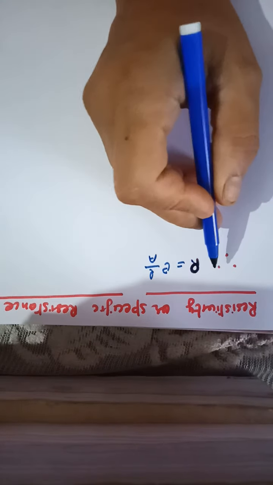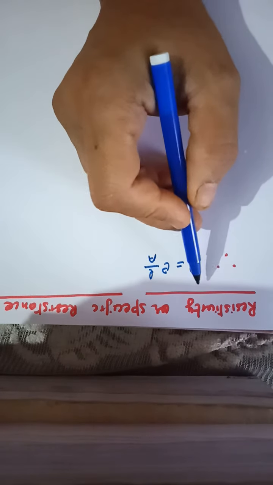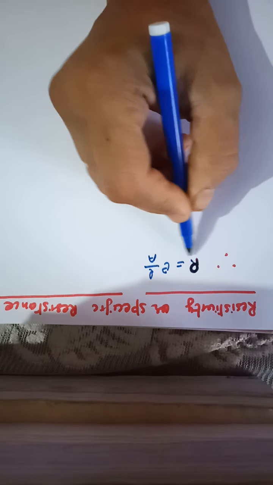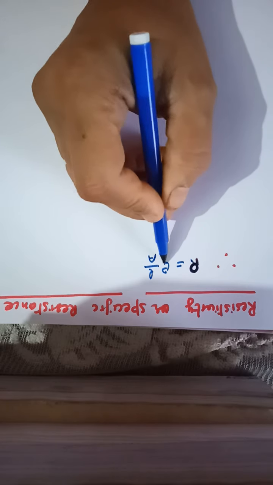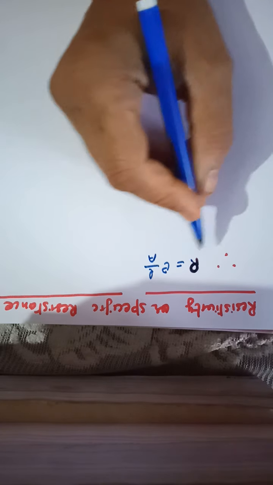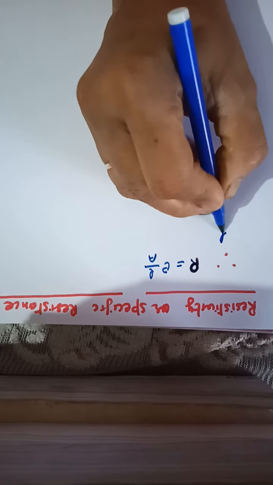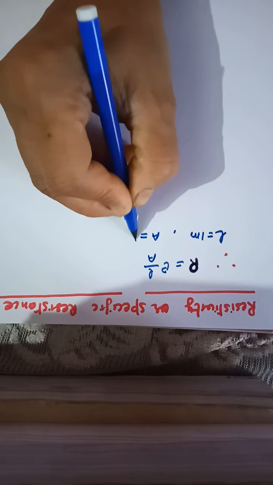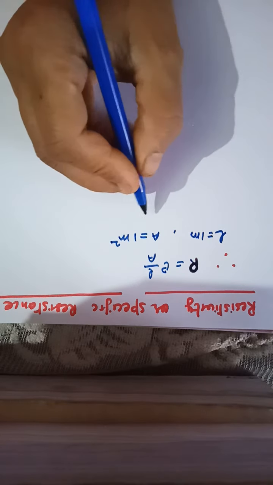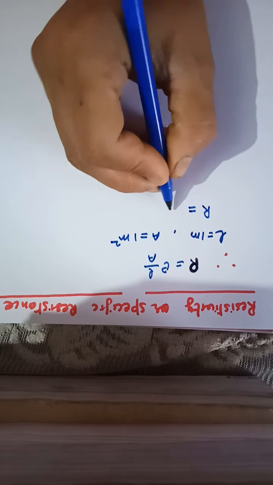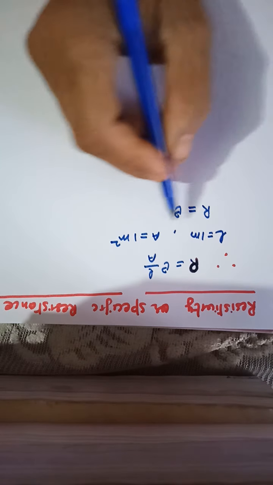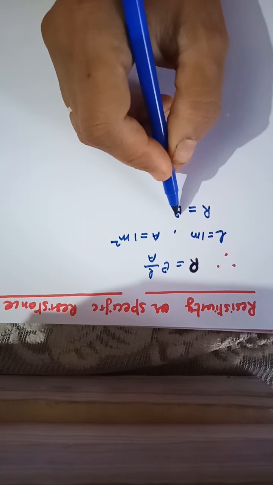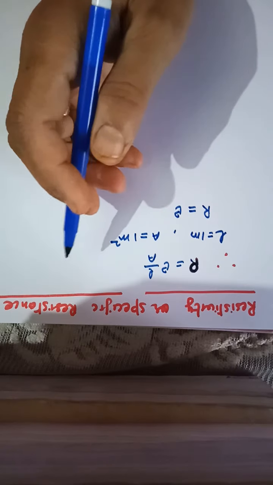Now children, in this video I am going to explain the resistivity or specific resistance term. You all know very well from the previous derivation that R is equal to rho L upon A. If I consider that L is equal to 1 meter or 1 centimeter and A is equal to 1 meter square, then in that case R will be equal to rho. So from this condition we have got the definition of the resistivity or specific resistance.